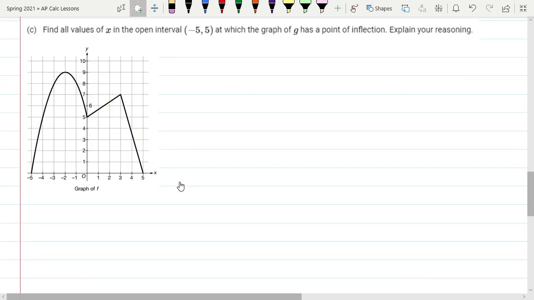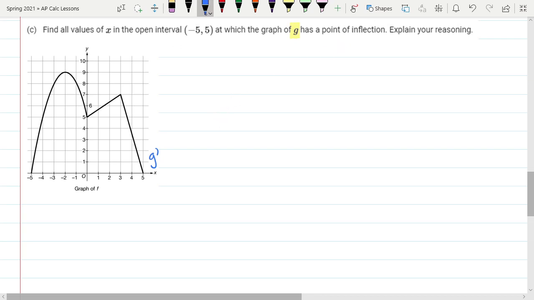All right, moving on to part C. So now this time, it says find all values of x in the open interval from -5 to 5 at which the graph of g has a point of inflection. Explain your reasoning. Now, because we're now talking about the graph of g, then remember that means we don't want to think of this graph over here as the graph of f. We want to think of this as the graph of g prime. Okay, so now, if I'm looking for a point of inflection, remember that is a point at which the concavity of the original function g changes.